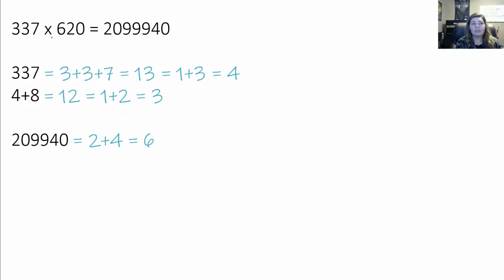Here is multiplication. Again, it's just going to be the same exact thing. 3 plus 3 plus 7 is 13. 1 and 3 is 4. 4 plus 8 is 12. 1 and 2 is 3. 3 plus 4. And then again, we're just going to cross out those zeros, cast out the 9s, and we say 2 plus 4 equals 6.